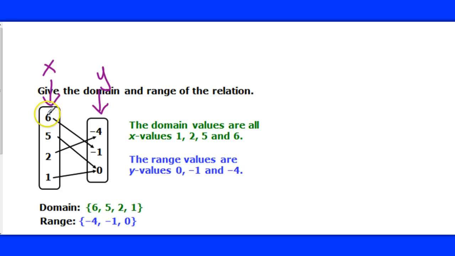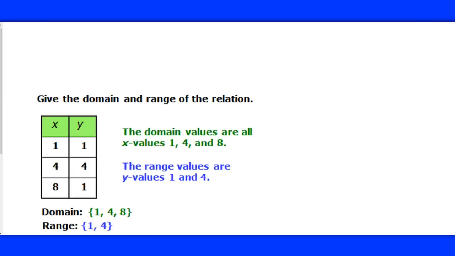So my domain is 6, 5, 2, and 1. My range is -4, -1, and 0. And if I were to actually match these up and make ordered pairs, it would be (6, -1), (5, 0), (2, -4), and (1, 0). These two share the same y value, which is actually fine.